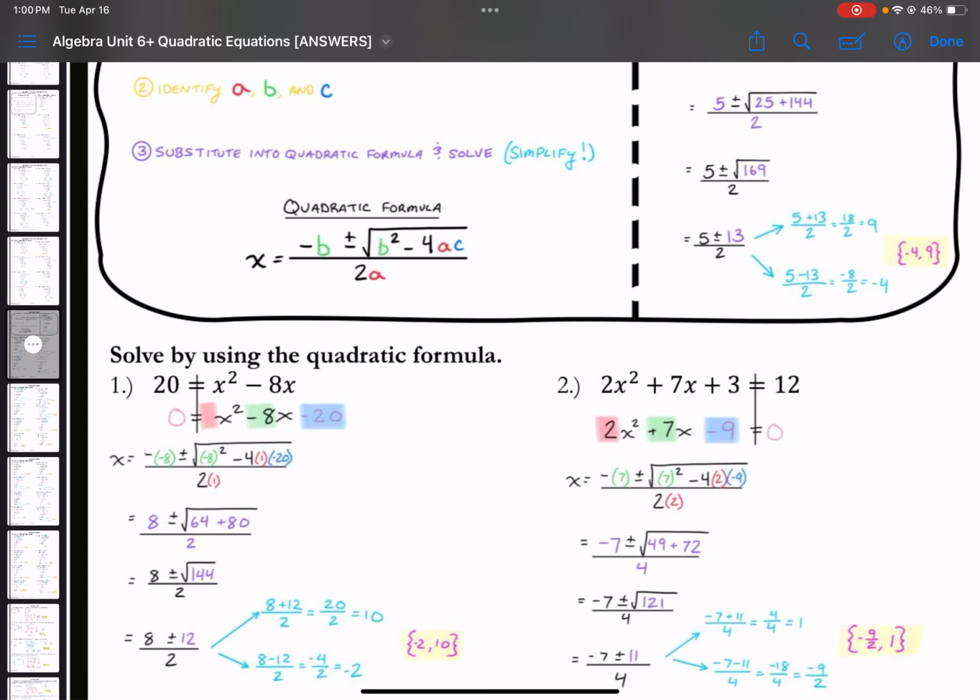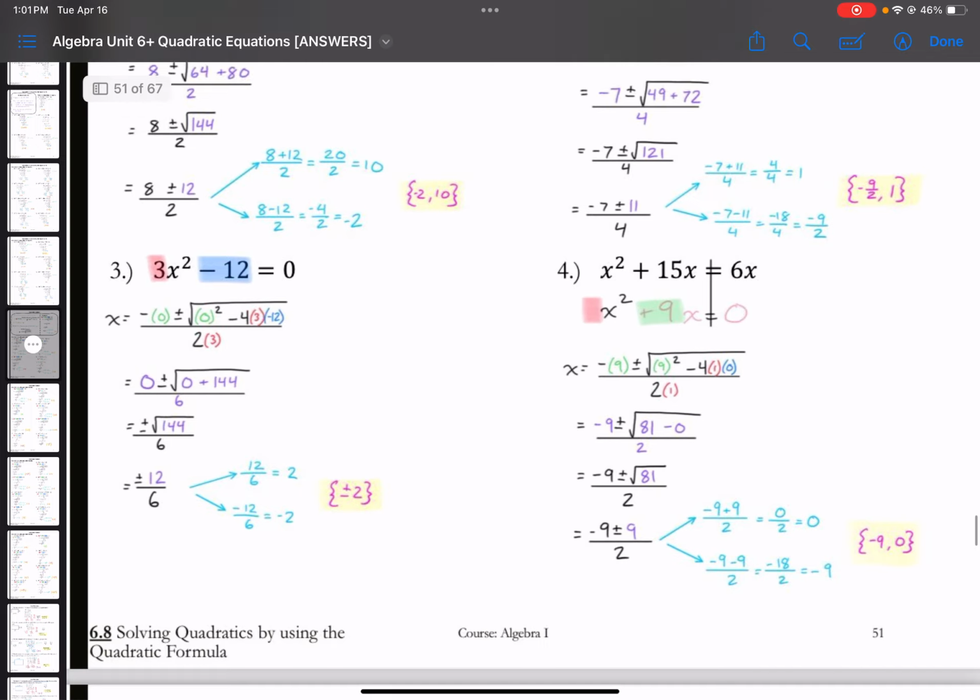Go ahead and pause the video and try question numbers 3 and 4 to get your practice in. Now that you're ready to check your answers for numbers 3 and 4, here you go.